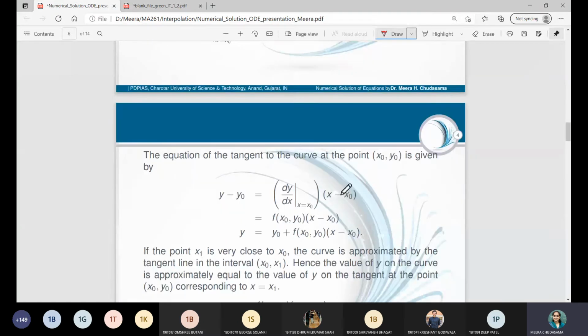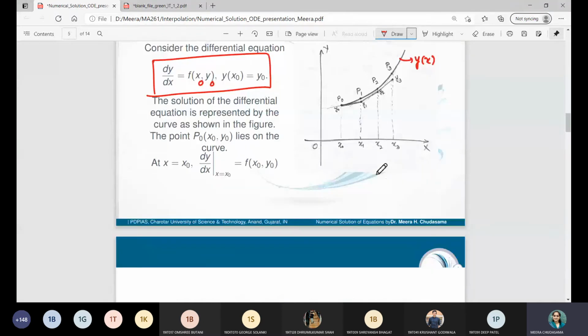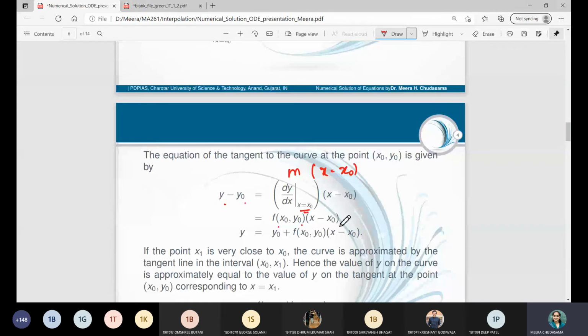After that, we can write the tangent line, that is, y minus y0 equals, as I have already explained, m into x minus x0, where m is nothing but the derivative at x equal to x0. So what is dy by dx at x equal to x0? It is f at x0 and y0. So y minus y0 is f at x0, y0 times x minus x0. The expression we got is the first approximation to the curve.